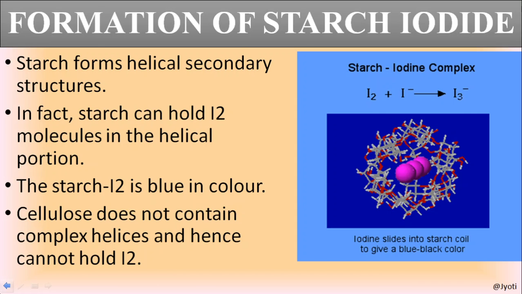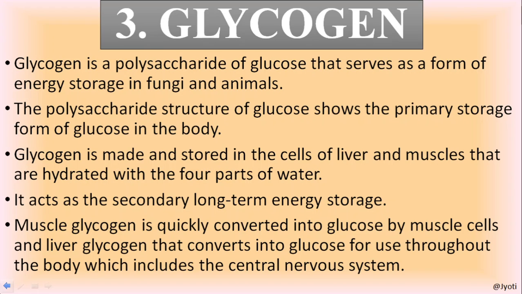Very important, children. Then the third example of polysaccharide is glycogen, and it is the energy storage, the stored food in fungi and animals. The polysaccharide structure of glucose here shows the primary storage form of glucose in the body. Actually, this glycogen is stored, and whenever energy is required, it is broken down into glucose. Then glucose is broken down to release energy.